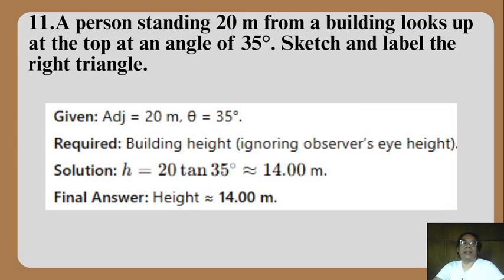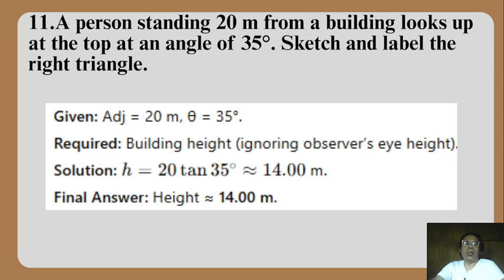Number 11. A person standing 20 meters from a building looks up at the top at an angle of 35 degrees. Sketch and label the right triangle. So we're given adjacent side 20 meters, theta 35 degrees, and we are asked to determine the building height. We are going to ignore the observer's eye height.